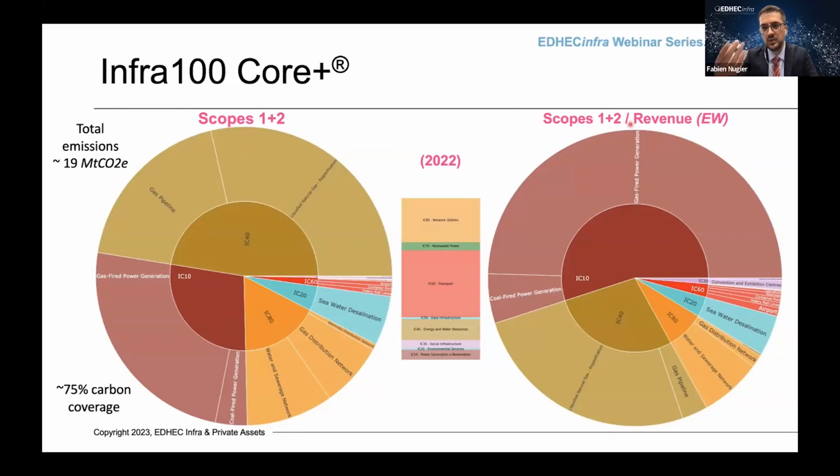And you can also study the carbon intensity of the portfolio. And here we see that power generation then becomes first, probably because of different population of assets composing the index, because as I said, it's made of the highest valuation assets. And the total carbon emissions of this portfolio is more around 20 megatons.